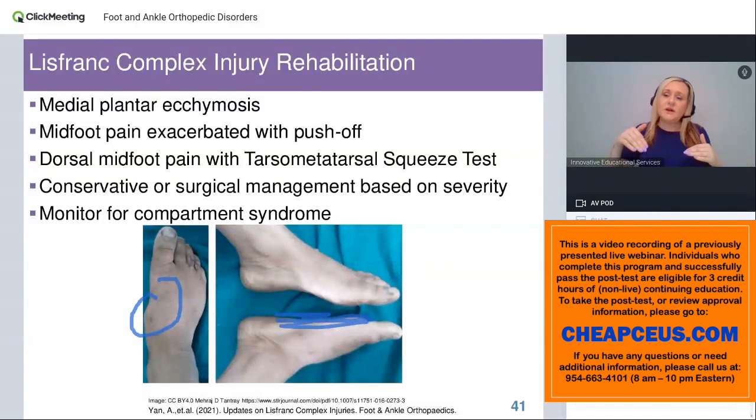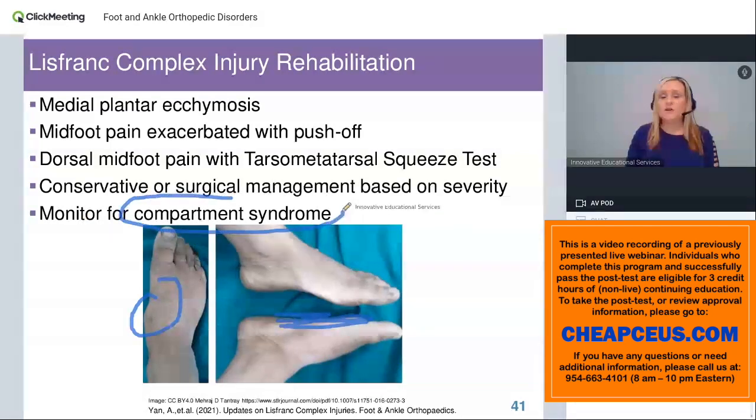This is the patient who, anytime they try to go into that push off phase of gait, is going to have significant pain because there is no rigid lever to push off from. If we do a tarsal metatarsal squeeze test, we're going to be squeezing across that disrupted joint and ligament. So that's going to create pain for that individual. So there's significant disruption that has occurred there, loss of function for that individual that we're going to see in the foot.